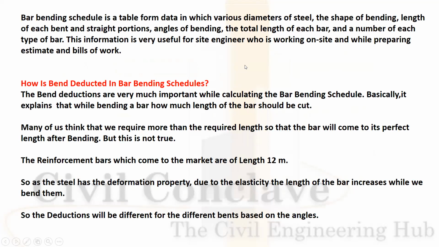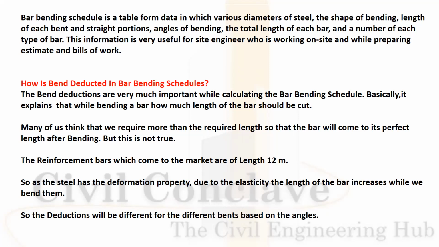What is bar bending schedule? Bar bending schedule is nothing else but a table form of data in which you are providing various diameters of the steel, shape of bending, length of each bend and straight portions, angle of bending, the total length of each bar, and number of each type of bar. This information is quite helpful to the site engineer who is working on the site and also preparing the estimate and bills for the work executed.